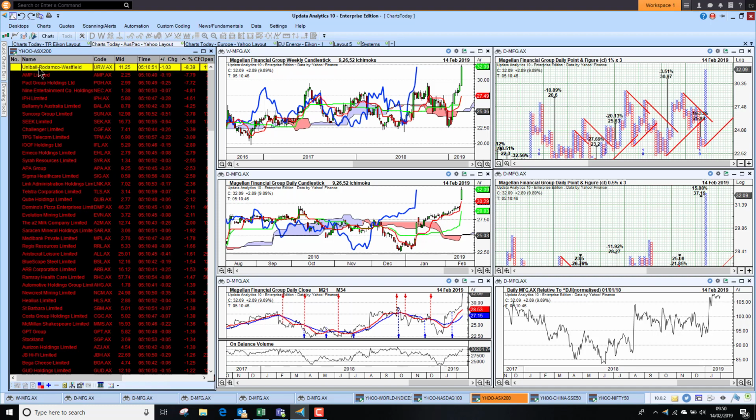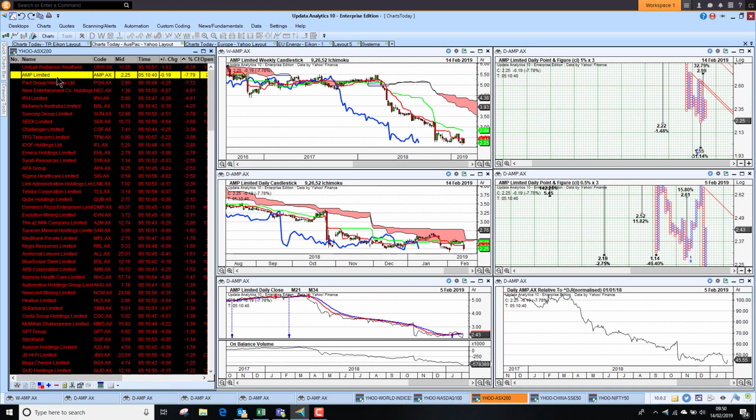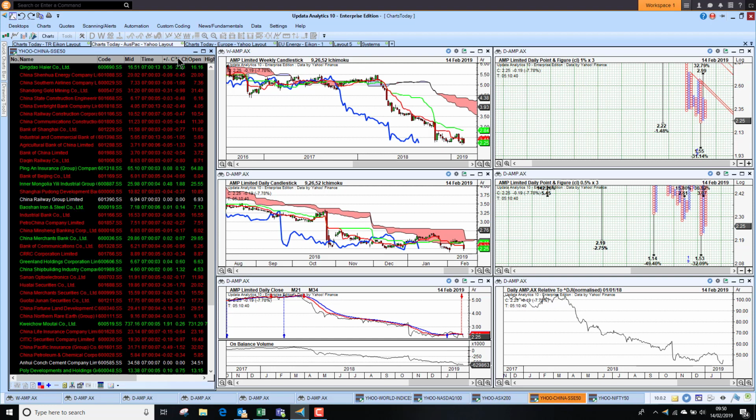On the downside, we had Unibail-Rodamco-Westfield down 8%, AMP down nearly 8%. So just a massive difference between the leaders and laggards there. The good stocks keep performing and the bad stocks keep underperforming.